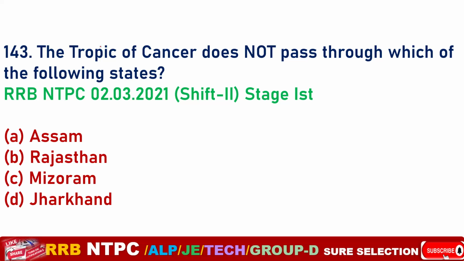The Tropic of Cancer does not pass through which of the following states? It does not pass through Assam. Rajasthan, Mizoram, and Jharkhand, the Tropic of Cancer passes through, but it does not pass through Arunachal Pradesh, Assam, and Sikkim.